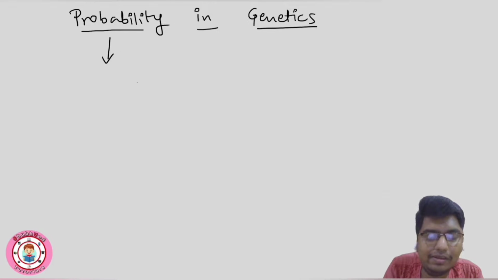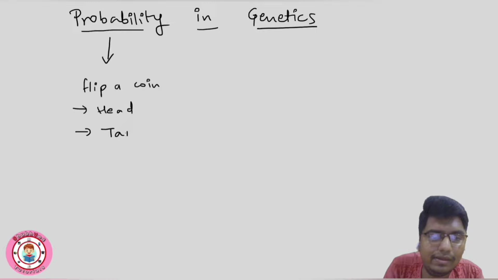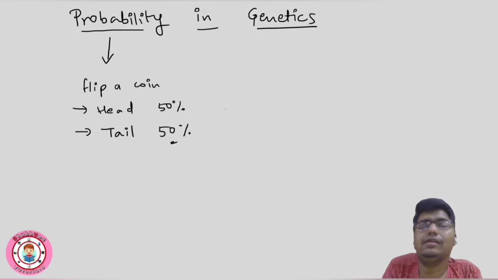First, probability. What is probability? We know that probability is the possibility or chance of an event. Suppose we flip a coin. This is the event, right? If we flip a coin, either head will come or tail will come. So there is a 50% chance of head and a 50% chance of tail, as there are only two chances. So we can say 50-50% chances of head and tail respectively, right?